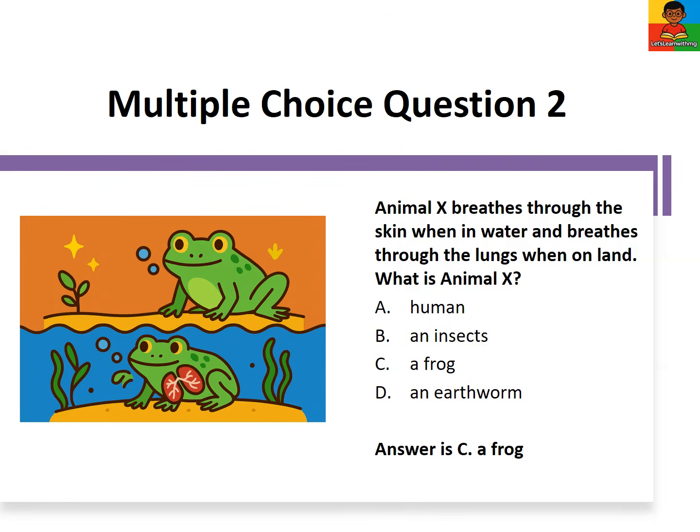Multiple choice question 2. Animal X breathes through the skin when in water and breathes through the lungs when on land. What is Animal X? Option A, human. Option B, an insect. Option C, a frog. Option D, an earthworm. The correct answer is Option C, a frog.